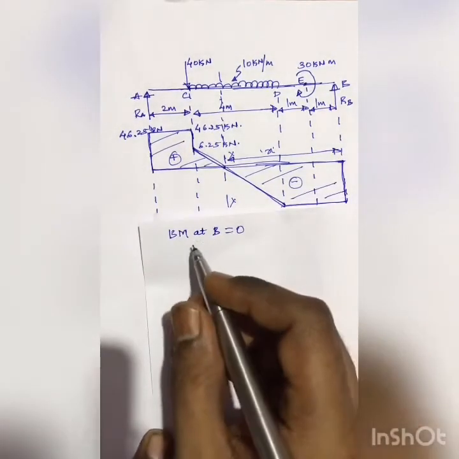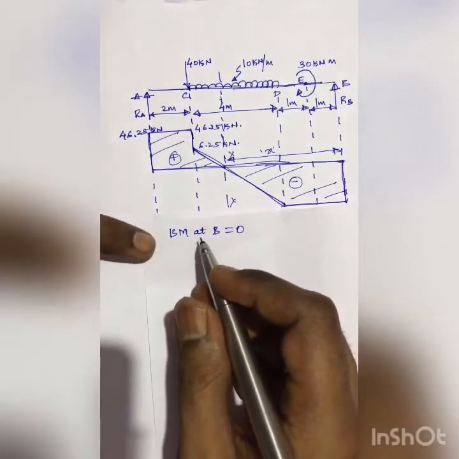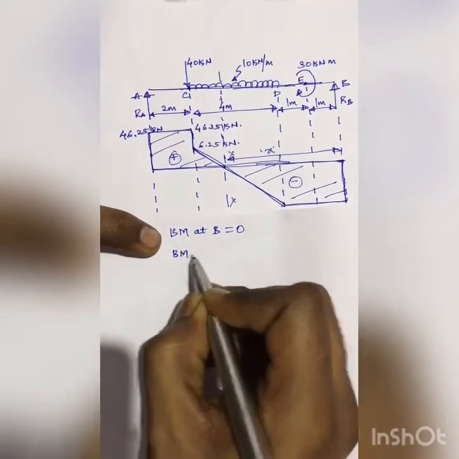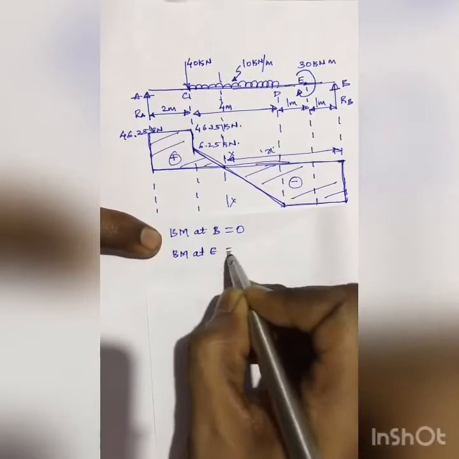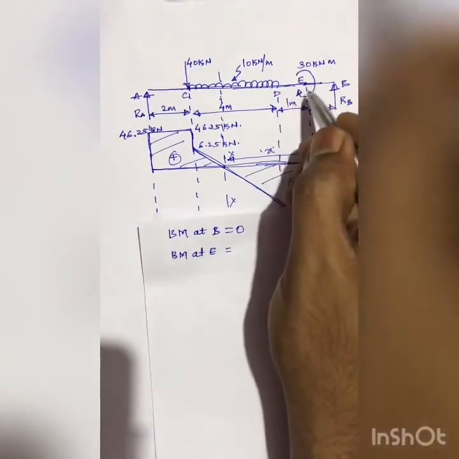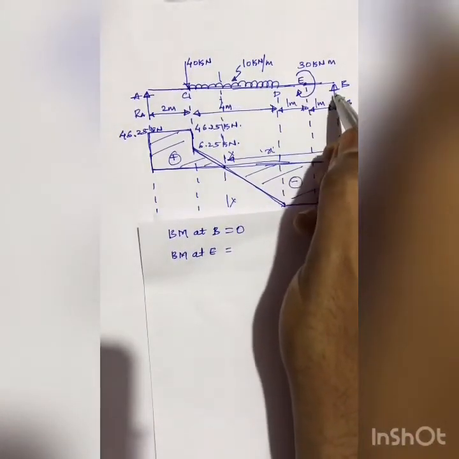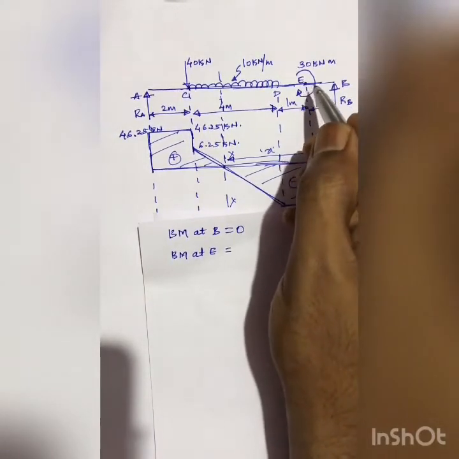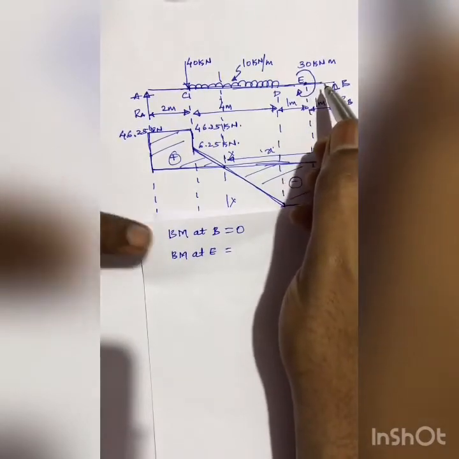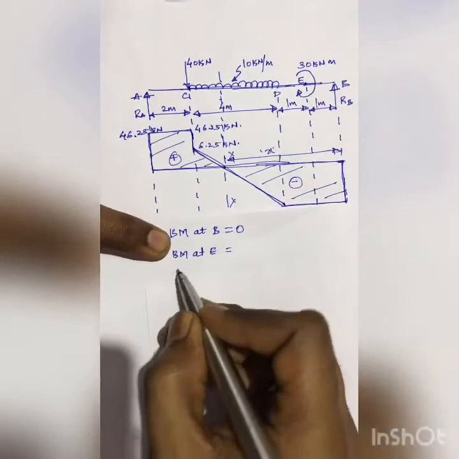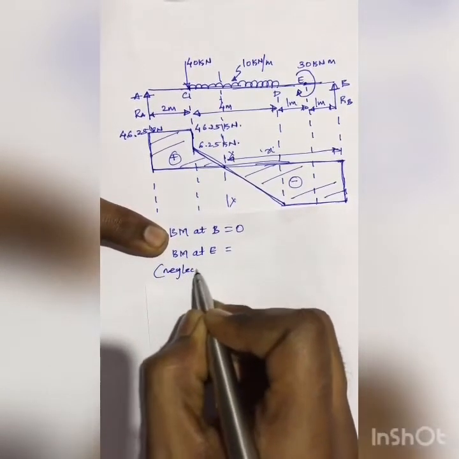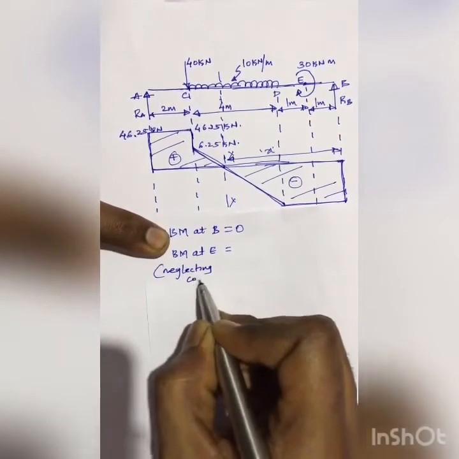Next, if we come at point E, that is bending moment at next point E, I have this direct couple as well as the bending moment due to this RB. But what I do at this point, I'll have to find out bending moment twice, once by neglecting this couple and second time by considering this couple. So first I'll find out bending moment at E by neglecting the couple.